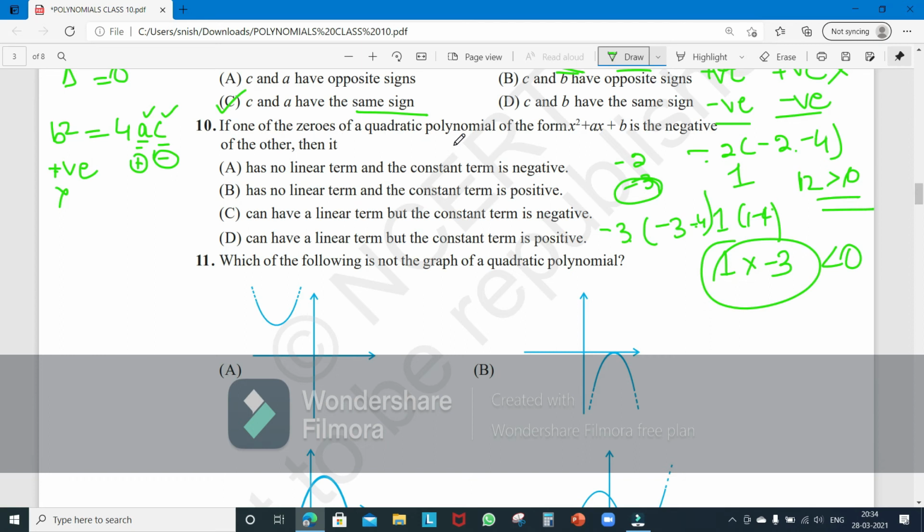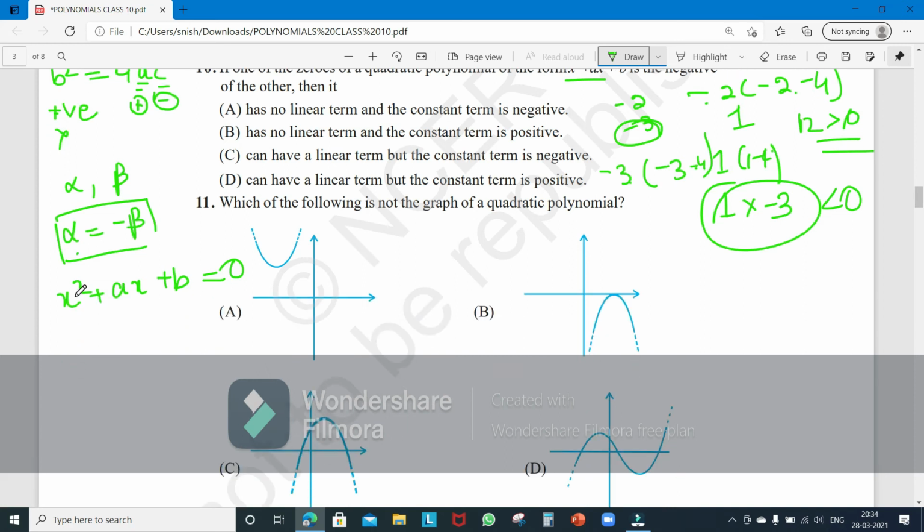If one of the zeros of a quadratic polynomial of this form is the negative of the other, then... they have said that one of the zeros is the negative of the other. Let's assume that both the zeros are alpha and beta, and alpha equals negative beta. This is the condition given. Now we have the equation x square plus a into x plus b equals 0. So we are going to apply two previous pieces of knowledge: the sum of roots is minus b by a, and the product of roots is c by a.